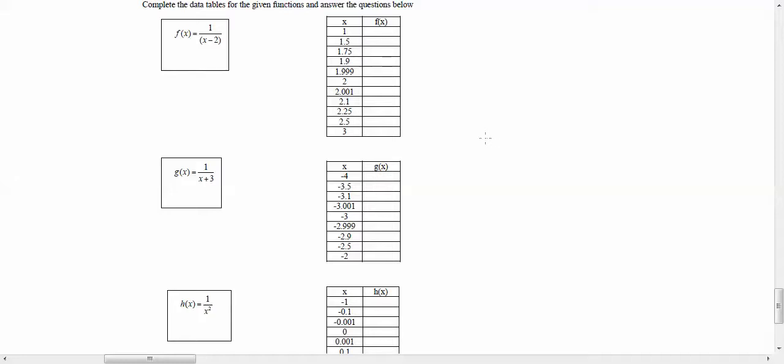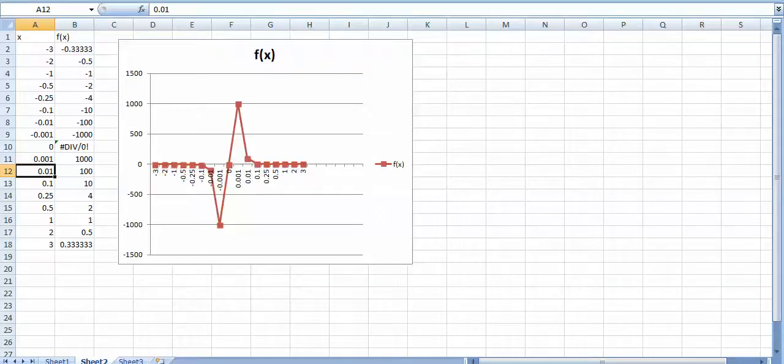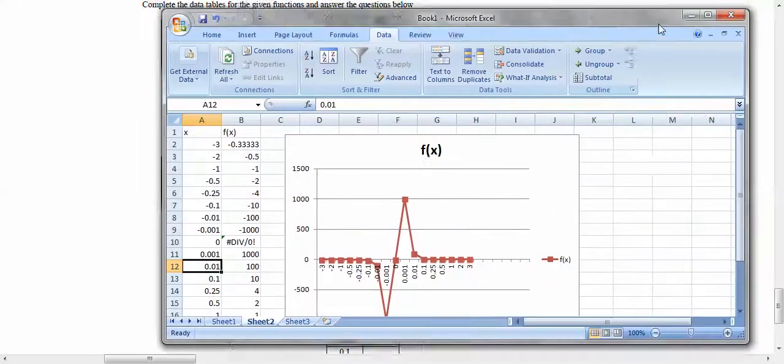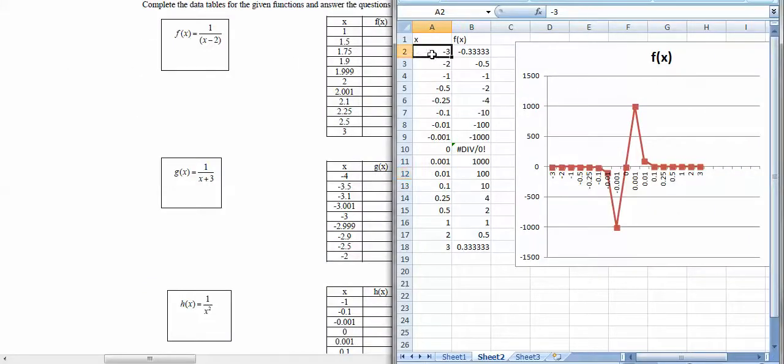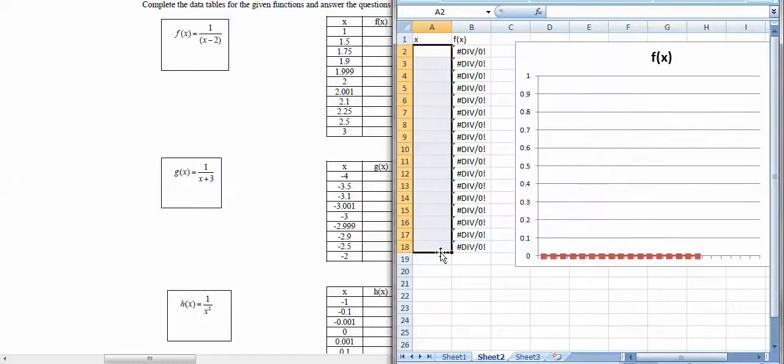Use this video to explore these three functions. I've got f of x is equal to x minus 2, and I need to make a little table. I'm going to steal from my other table, delete these values over here, and then make this thing. This equals 1 divided by this number minus 2. Okay? So that's what I'm going to do.